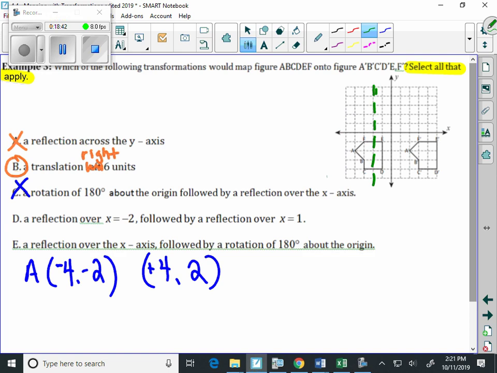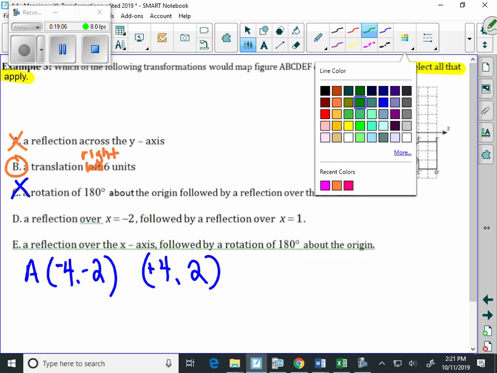And remember, let's pick a value, and I'm going to pick A. So A is here. It's 2 spaces away from our green dotted line. On the other side, 2 spaces away from our green dotted line, it's going to be here. That's our first part. And now it says there's going to be a reflection over x equals 1.